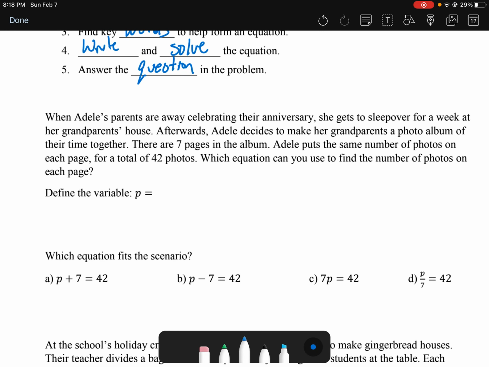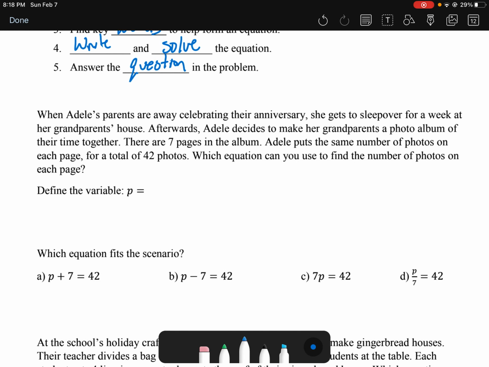All right, so this first one. When Adele's parents are away celebrating their anniversary, she gets to sleep over for a week at her grandparents' house. Afterwards, Adele decides to make her grandparents a photo album of their time together. There are 7 pages in the album. Adele puts the same number of photos on each page, for a total of 42 photos. Which equation can you use to find the number of photos on each page?